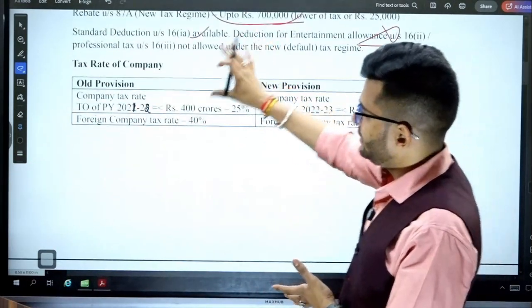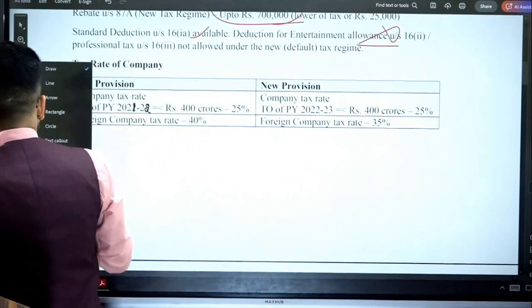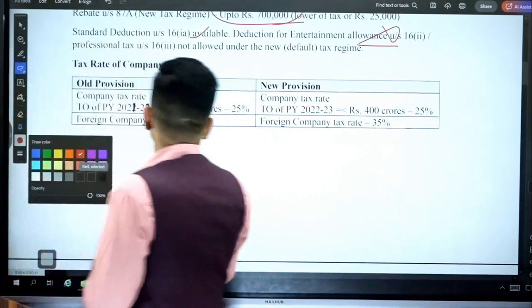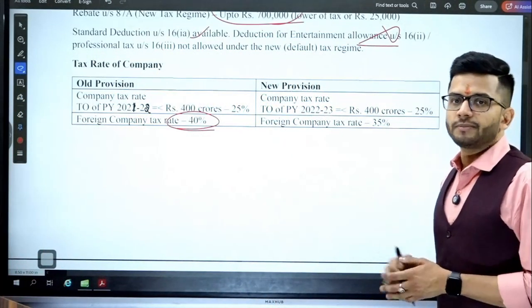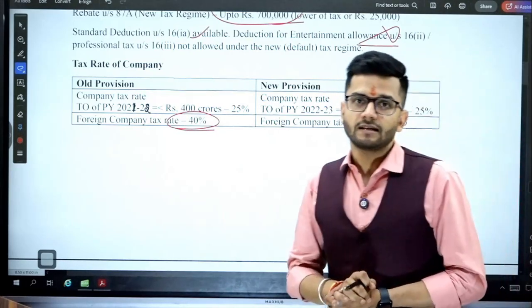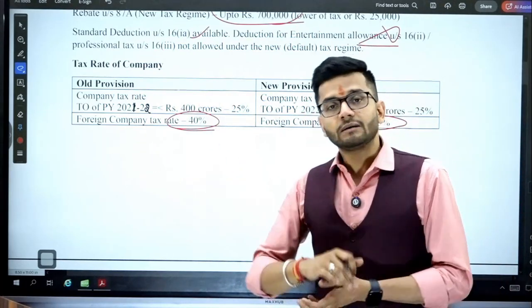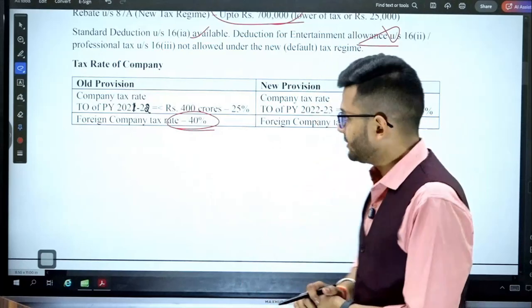A very important amendment for the foreign company tax rate. For a foreign company, earlier the tax rate was 40%. Now it is 35%. So that is a change in the company tax rate in case of a foreign company.